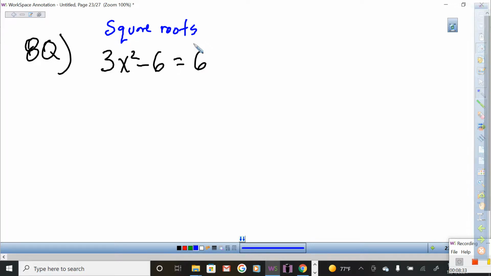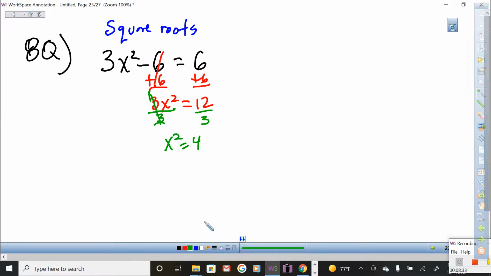To solve using square roots, we need to leave the x squared by itself. So if we need to leave this by itself, what do I do from here, Brooke, to start to leave x squared by itself? Add 6 to each side. We're left with 3x squared equals 12. Continue, Raymond. Divide by 3, divide by 3. We're left with x squared equals 4.